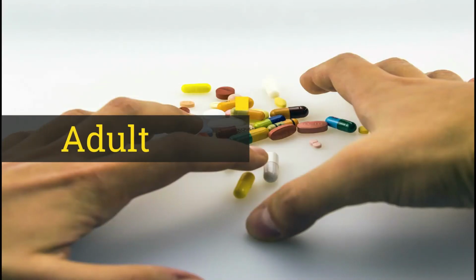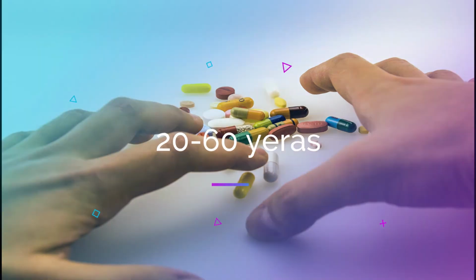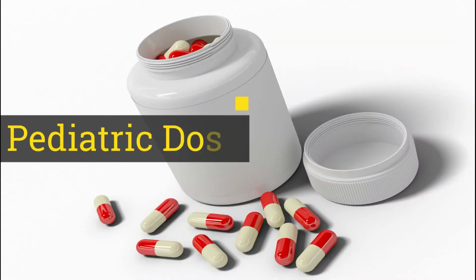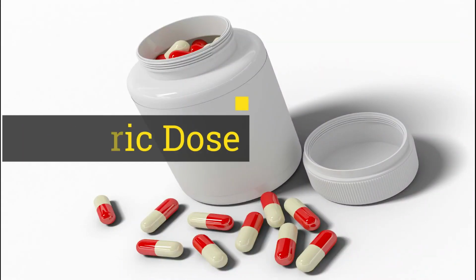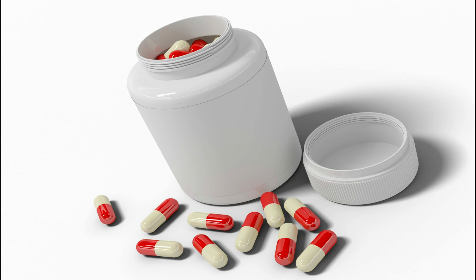Adult dose. According to British Pharmacology, the dose given between 20 to 60 years of age is known as adult dose. Pediatric dose. The dose of medicament to be administered to a child or infant.